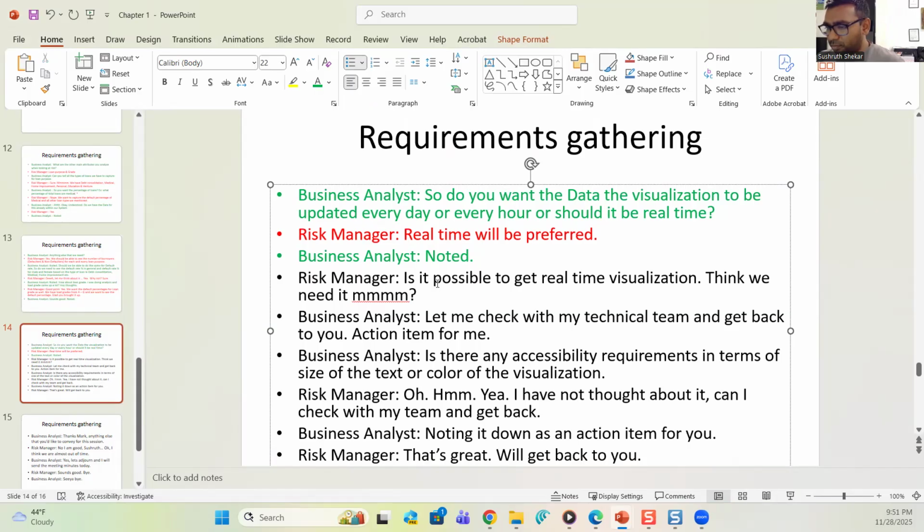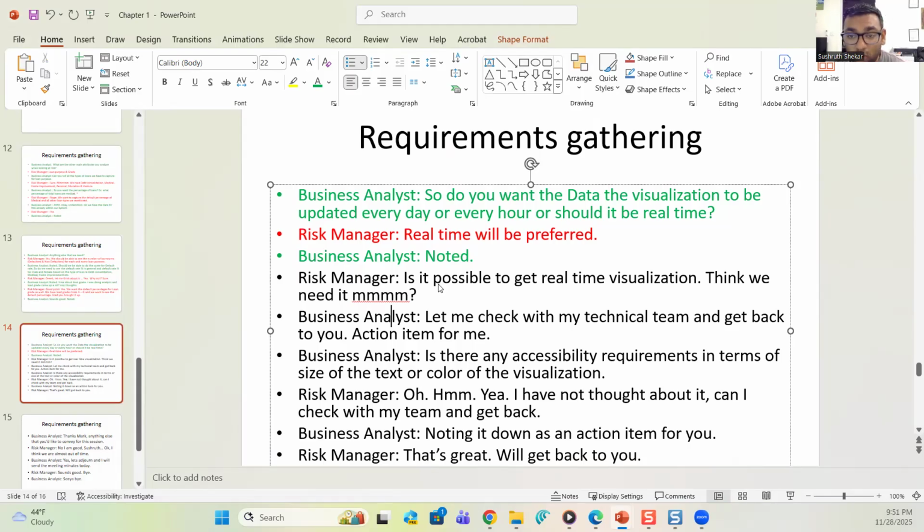And now I've captured the requirements. The risk manager is asking, is it possible to get real-time visualization? I think we need it. So it's like, is it possible? Now you can ask whatever you need. From a requirement standpoint, you can ask whatever it is that you need as a business. But does the organization have the technical capability to deliver it? That is something else. So as a business analyst, you should not say yes or no here.